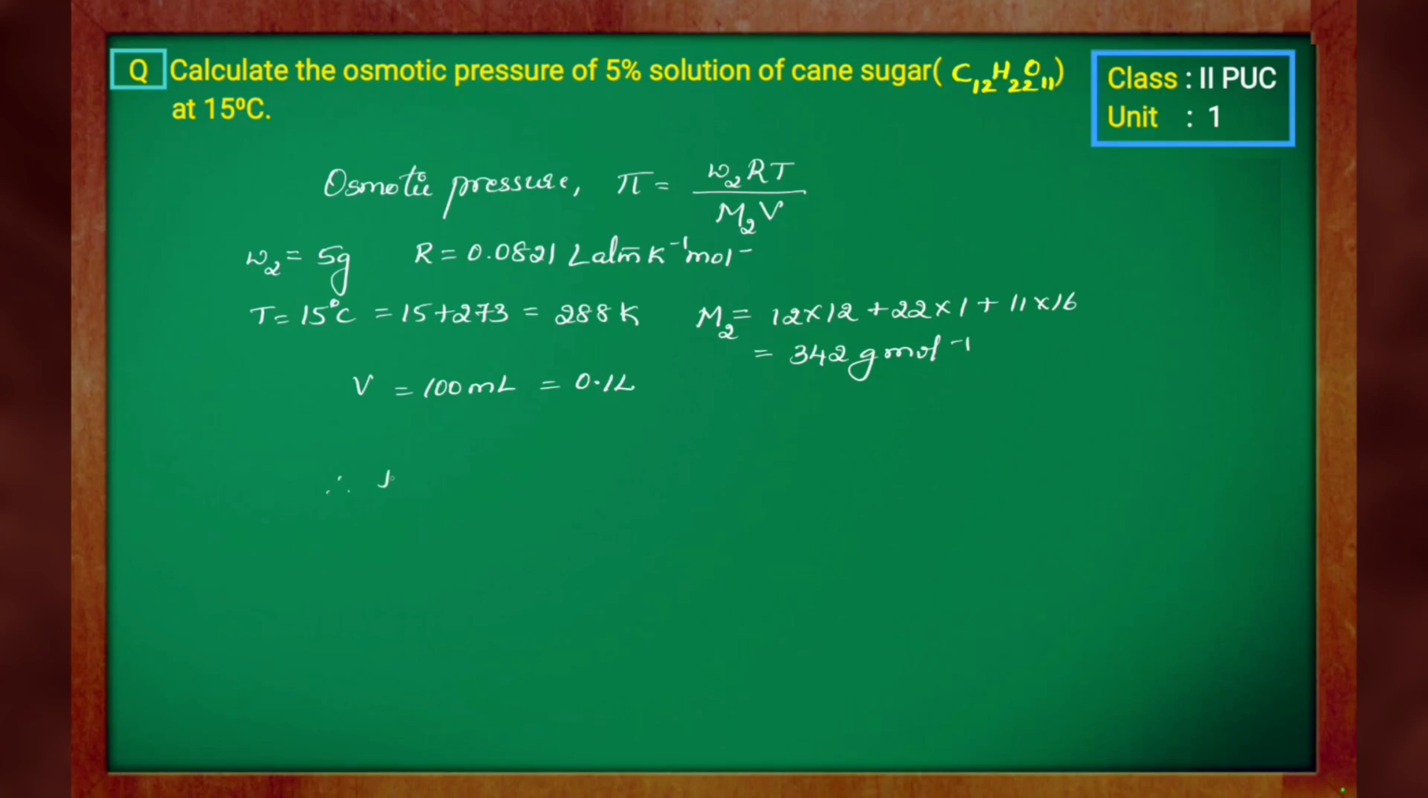So therefore, osmotic pressure pi is equal to W2, that's 5, into R is 0.0821 into T, which is 288, divided by M2, which is 342, and volume that is 0.1 in terms of liter. After simplifying this, we get the osmotic pressure of the solution as 3.457 atmosphere.